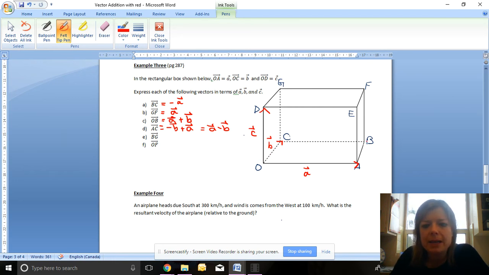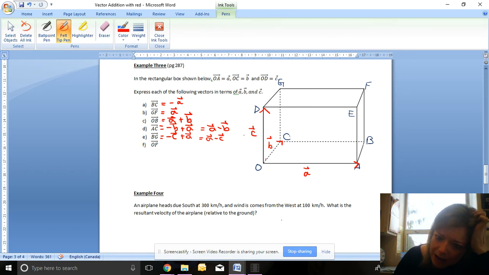Then we have B to G. Okay, so B to G would be the same as, well, here's A plus B to G would equal negative C. So that's the same thing as if you have negative C plus A equals BG. So negative C plus A, or you could have A minus C.